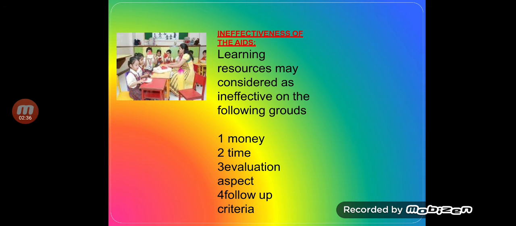And then, ineffectiveness of the aids. Regarding the aids, learning resources may be considered ineffective on the following grounds. It is ineffective related to money, because it takes much money. Then time, it needs time to prepare. Evaluation, it is not useful for evaluation. Then follow-up criteria, it is ineffective in follow-up criteria.